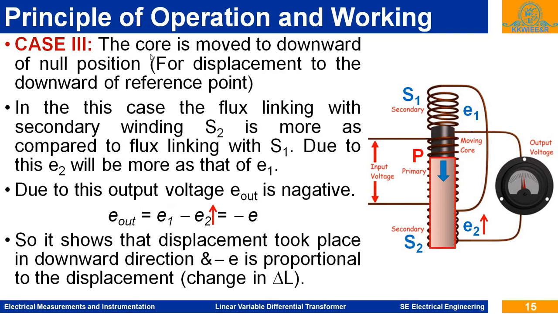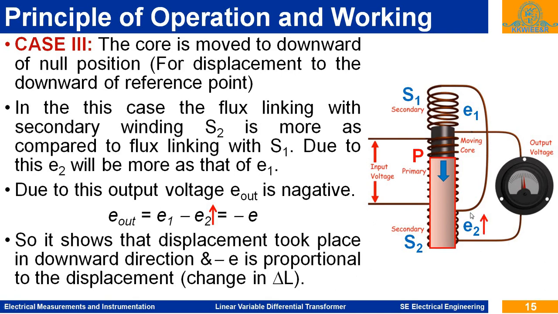Then case 3, the core is moved to downward of the null position, for displacement to the downward of the reference point. So this iron core is moved in the downward direction. Now there is an opposite reaction to case 2. In this case the flux linking with secondary winding S2 is more as compared to the flux linking with S1. So due to this E2 will be more than E1.